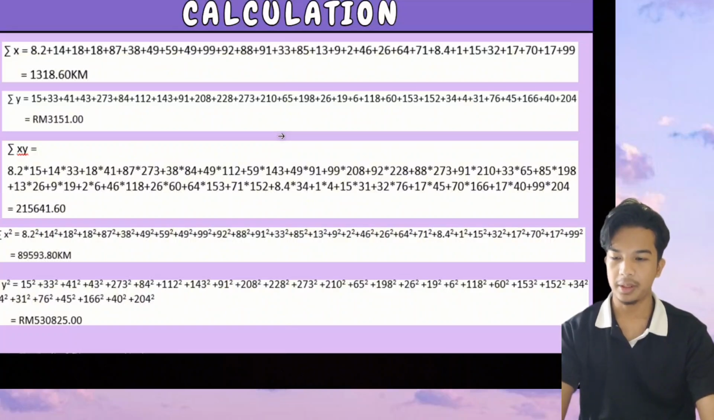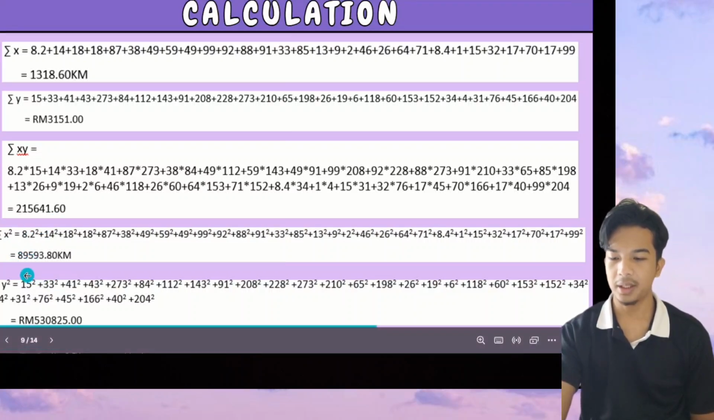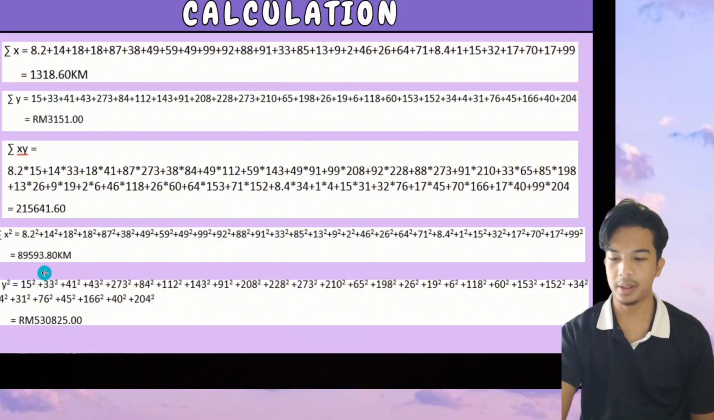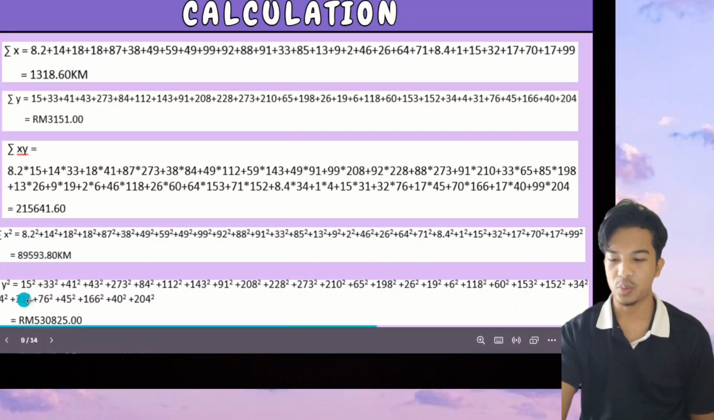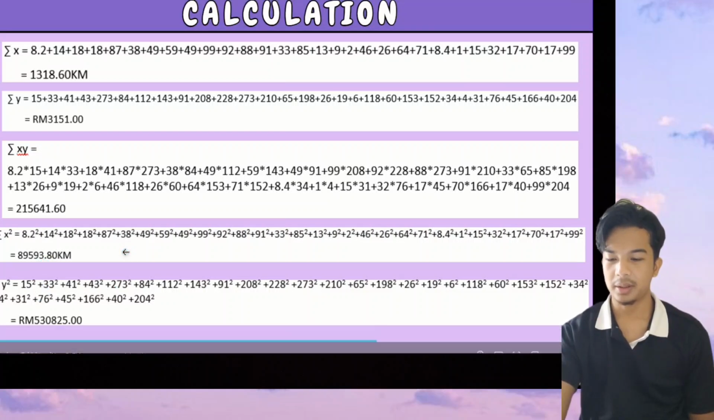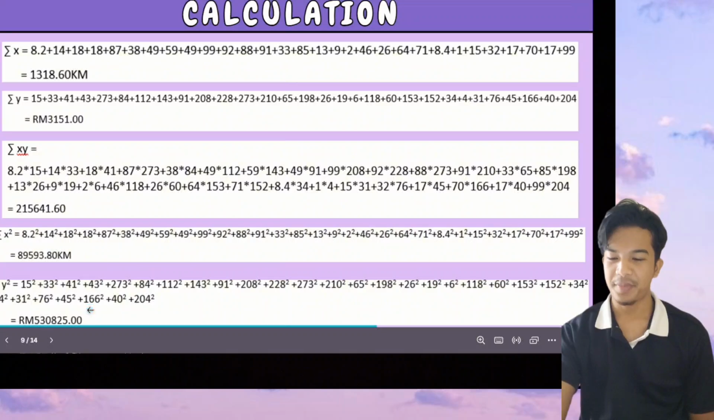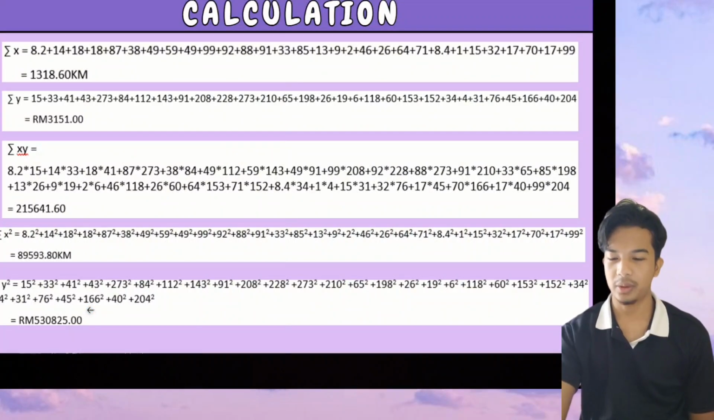And then I calculate the summation of the product between X and Y, which is equal to 250,641.6. Summation of X square, I'm getting 89,593.8 kilometer. For summation of Y square, I'm getting 530,835 ringgit.